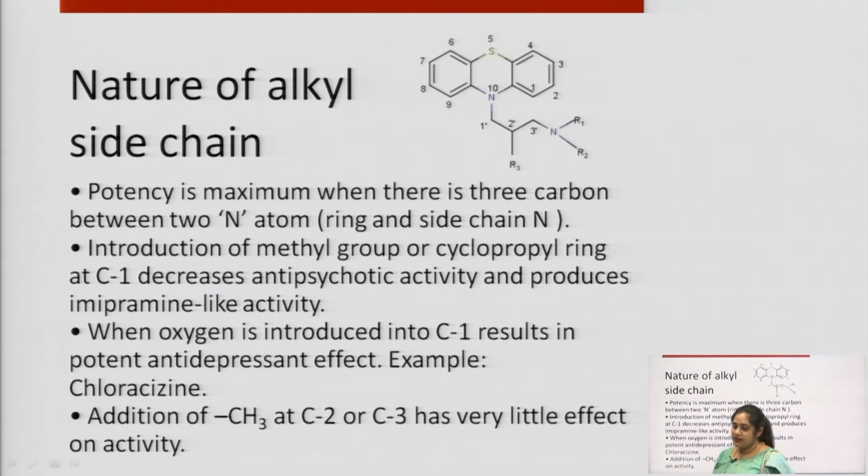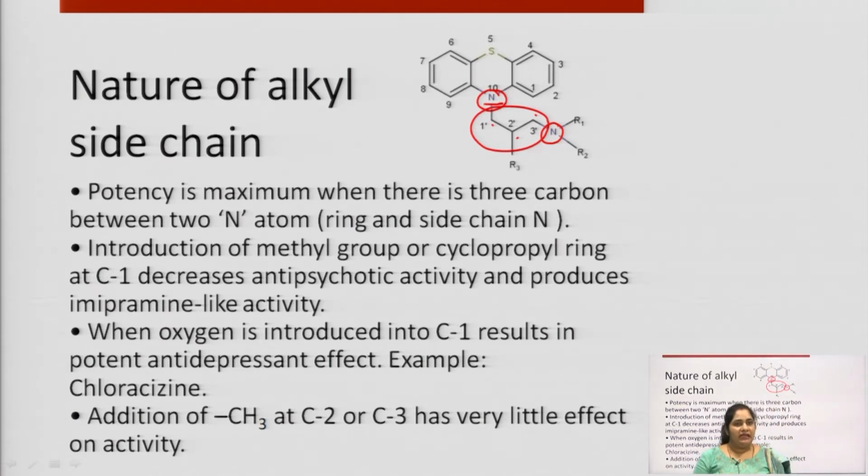So, first we will consider the nature of the alkyl side chain. When we talk about the nature of the alkyl side chain, potency is maximum when we differentiate this nitrogen from this nitrogen by at least 3 carbon atoms. If there is a 3 carbon atom gap between the 2 nitrogen atoms, that compound will possess the maximum potency.